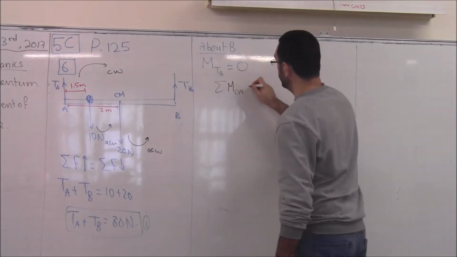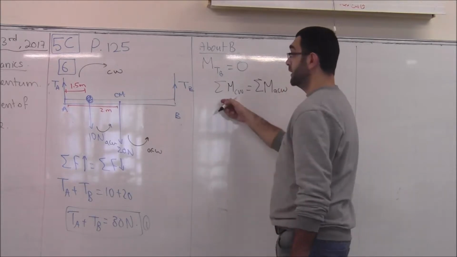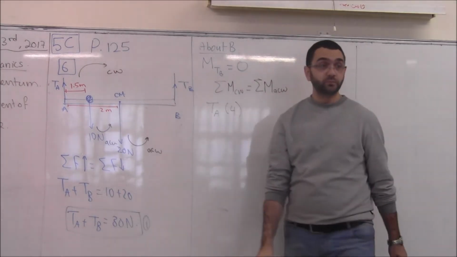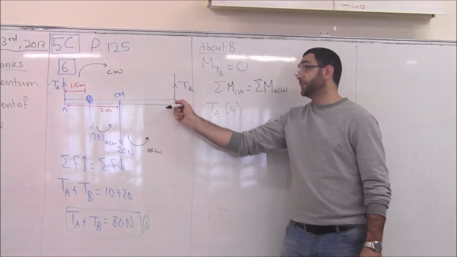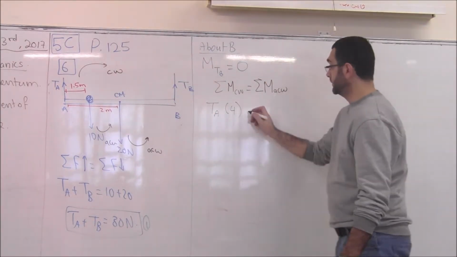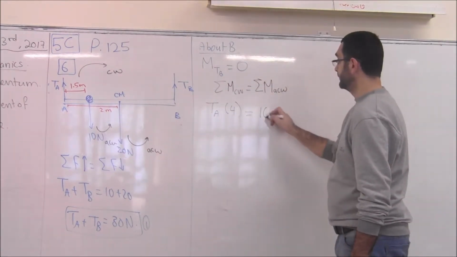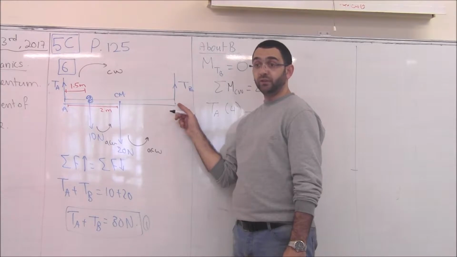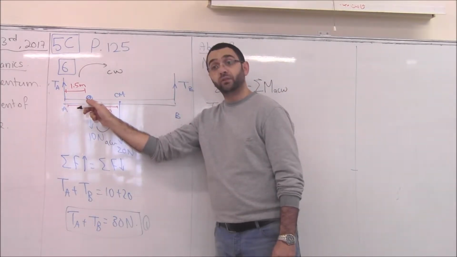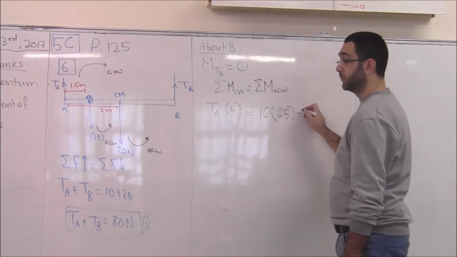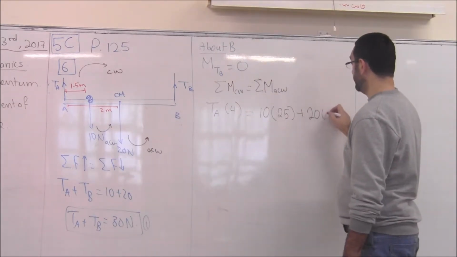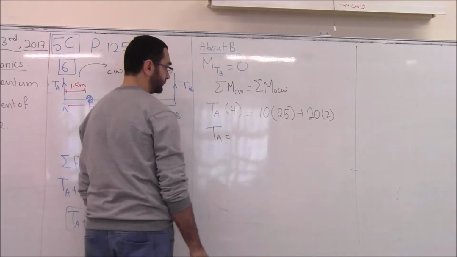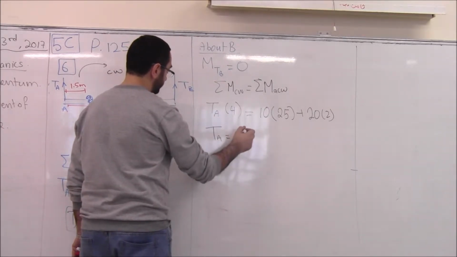Sum of clockwise moments equals sum of anti-clockwise moments. What are the clockwise moments? We have only one: TA times 4, the distance from the line of action to B. Equals 10 times 2.5, the distance from here to here, since the overall distance is 4 minus 1.5, which is 2.5, plus 20 times 2. So TA equals 65 over 4, which is 16.25.